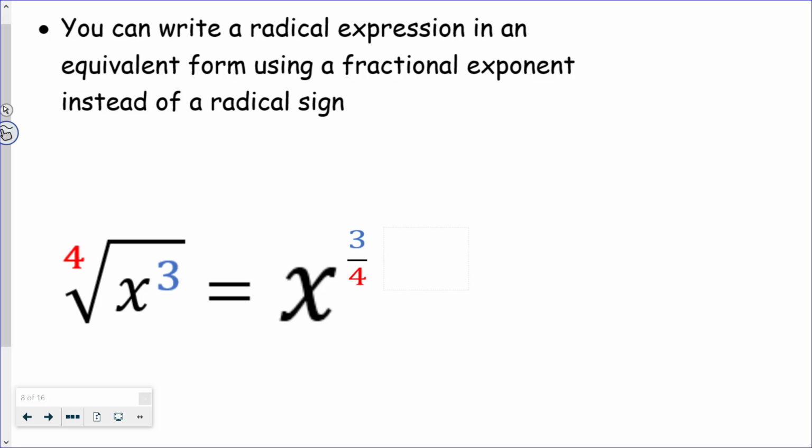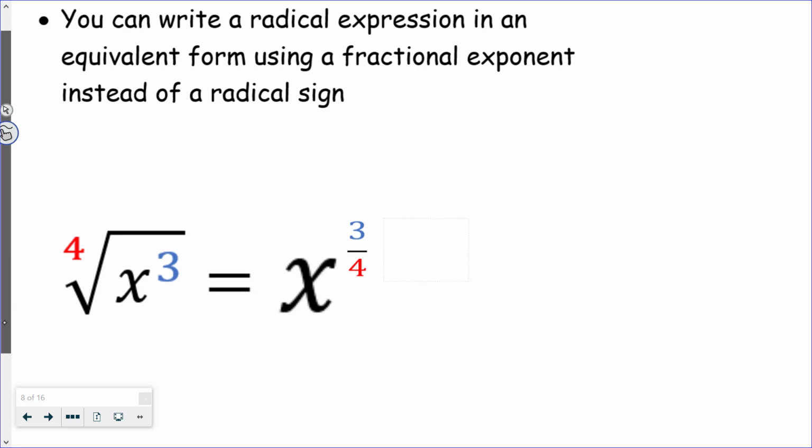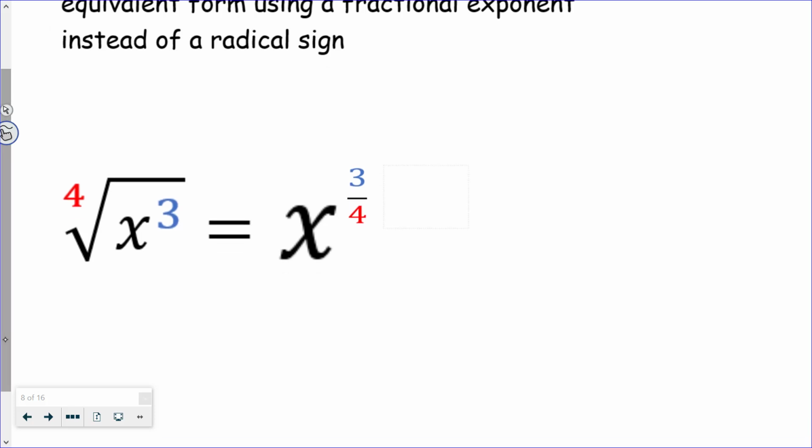Rational exponents. Radical expressions and fractional exponents. So we have two forms. This would be radical form. Again, this is on Edmodo if you want to take notes on your iPad, or you could just copy this down. This is called radical form because we have a radical. This expression over here is exponential form.